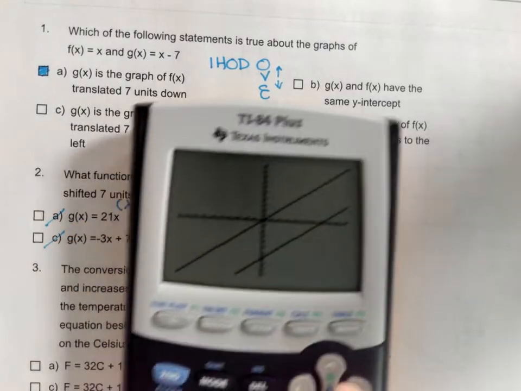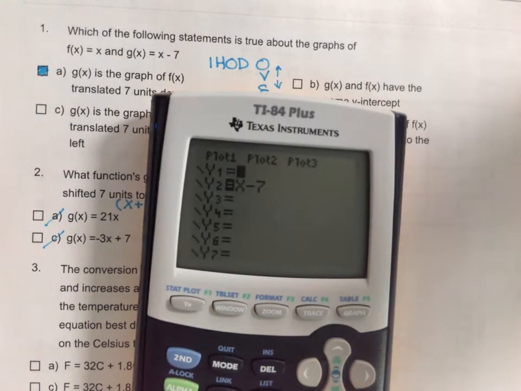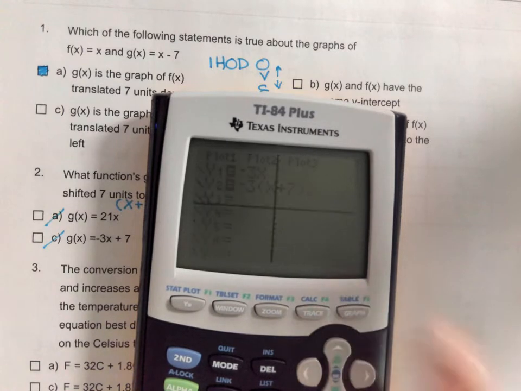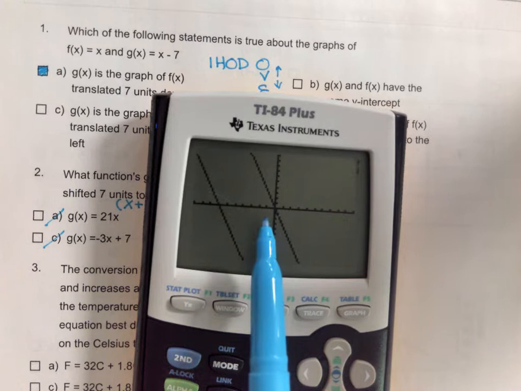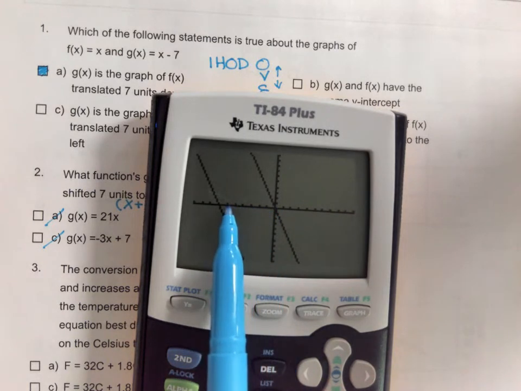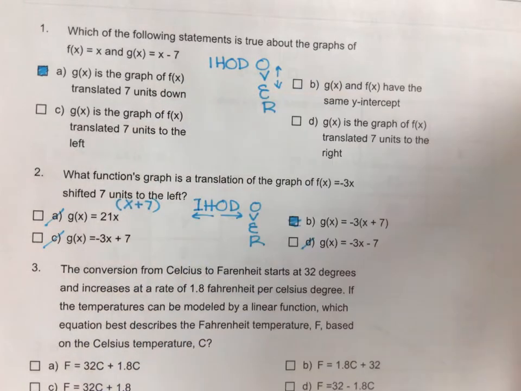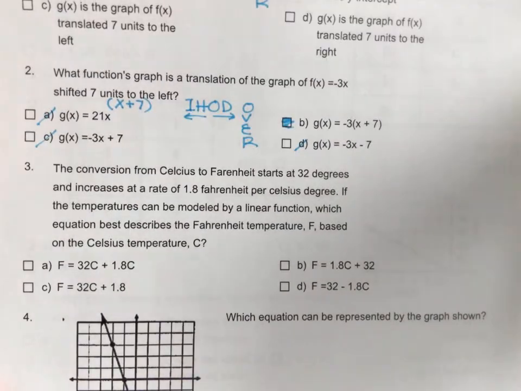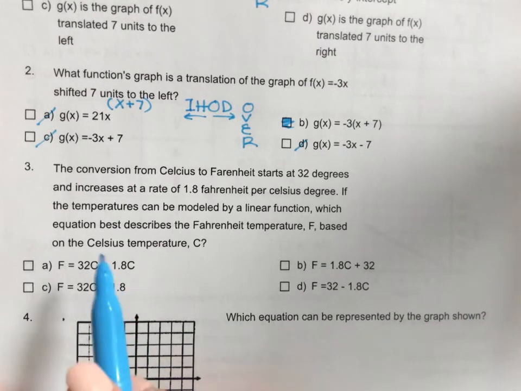We can check just to make sure. So in y equals, I'm going to do negative 3x in y1 because that's the original. And then negative 3 parentheses x plus 7 in y2. So here was the original, and it's going 1, 2, 3, 4, 5, 6, 7 to the left. So that is correct.